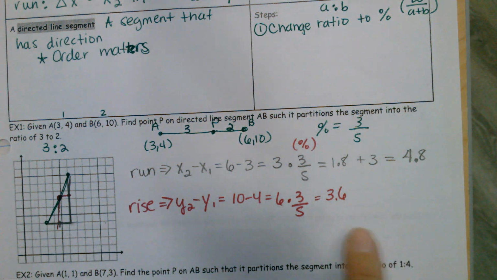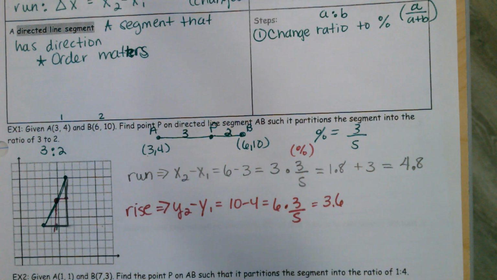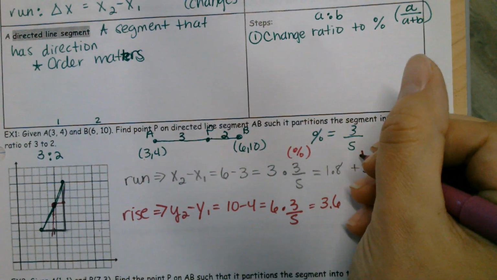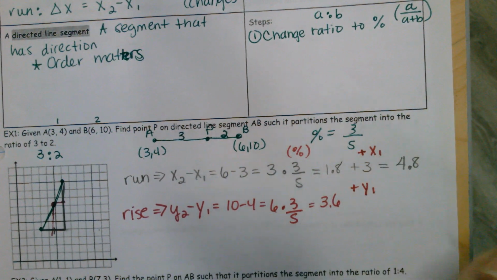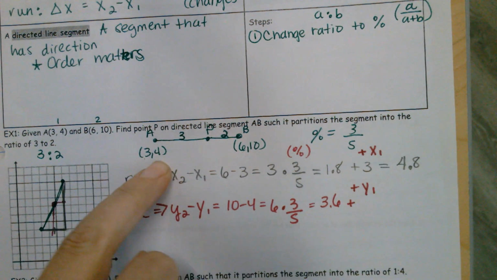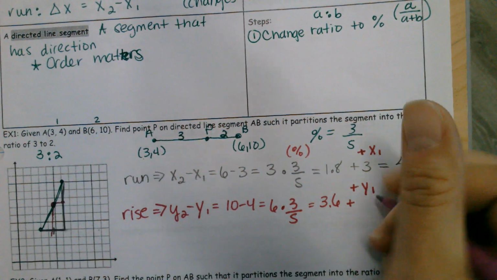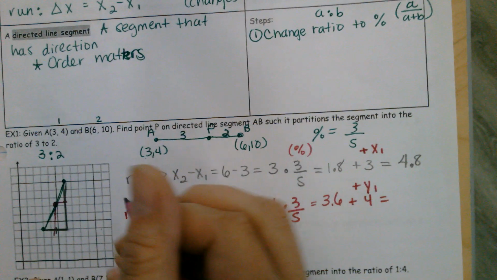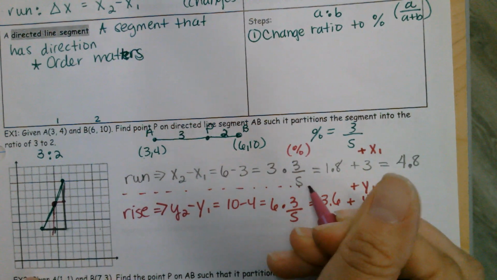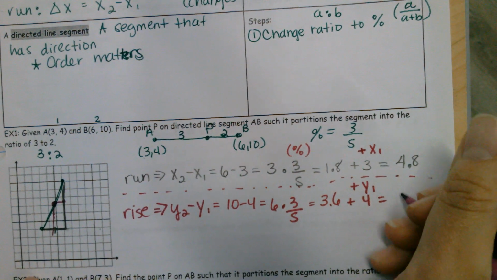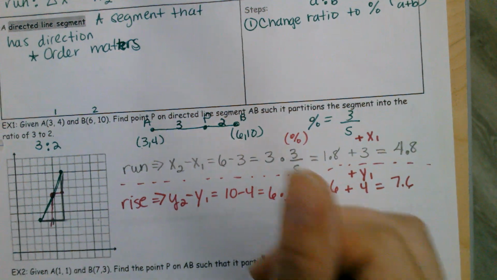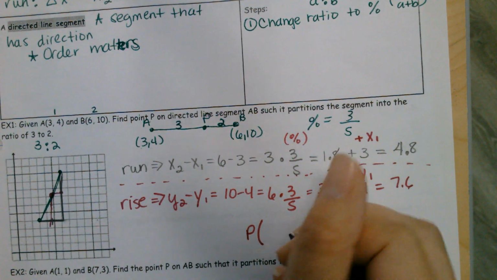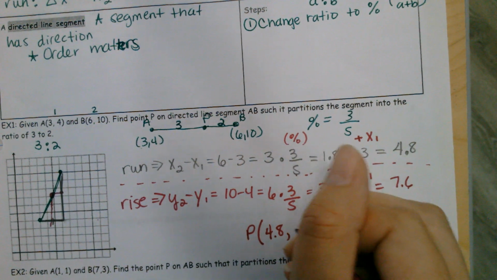My new point is not 3.6, but it's actually going to be, what do I have to add back to it? This was adding back my x1. So we have to add back our y1, which is, no, not 6, 4. So we get 7.6. And that does look about right. So writing your final answer, P as a point, we would write 4.8, comma, 7.6.